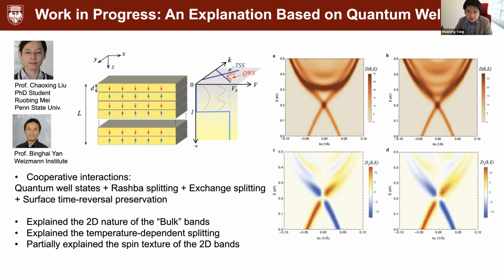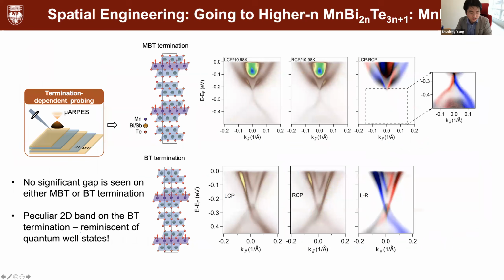You can see from these results that we can directly see the 2D nature of these bulk bands, because these are basically quantum well states. And they have temperature-dependent splitting because they also undergo an exchange splitting. This theory also partially explains the spin texture of the 2D bands because they have some spin-orbit coupling from the Rashba splitting. But I would also say that it only partially explains. The spin texture does not agree with the experiment exactly. So with the limited time, I'm going to skip the next slide.